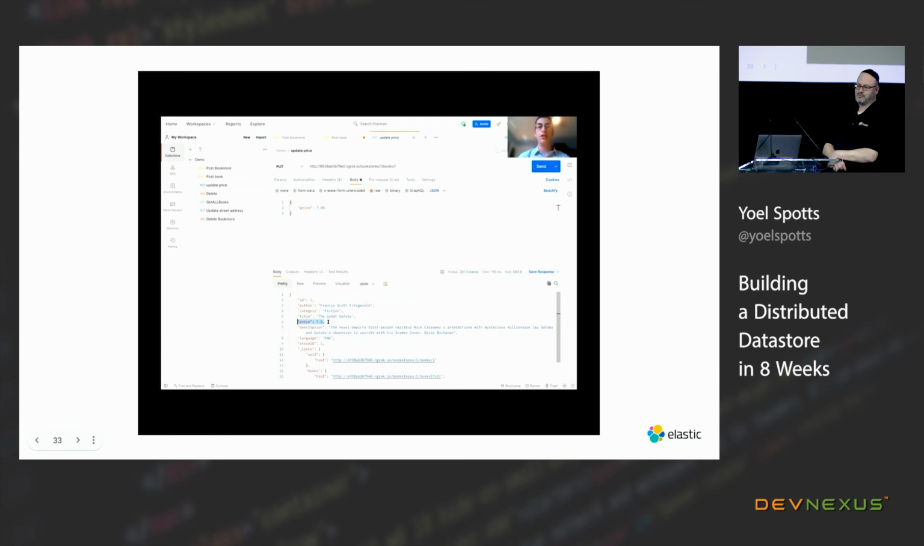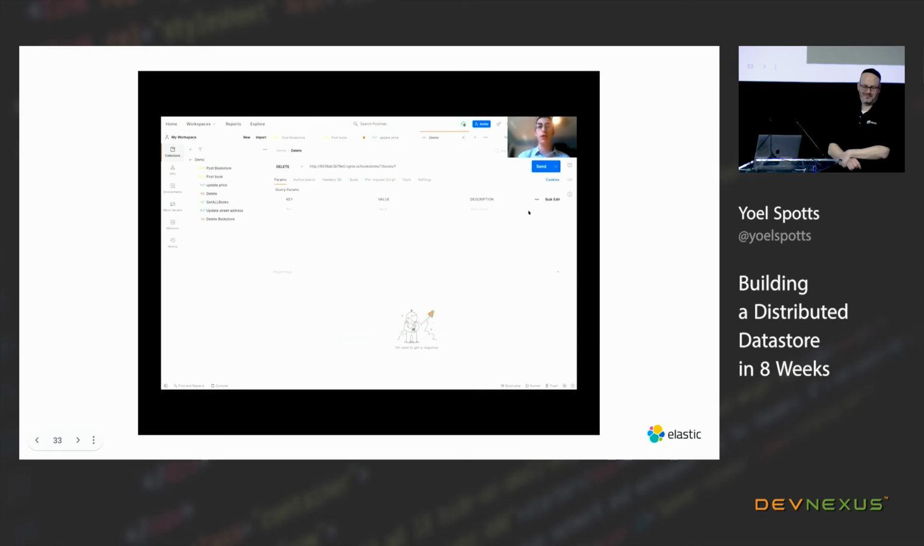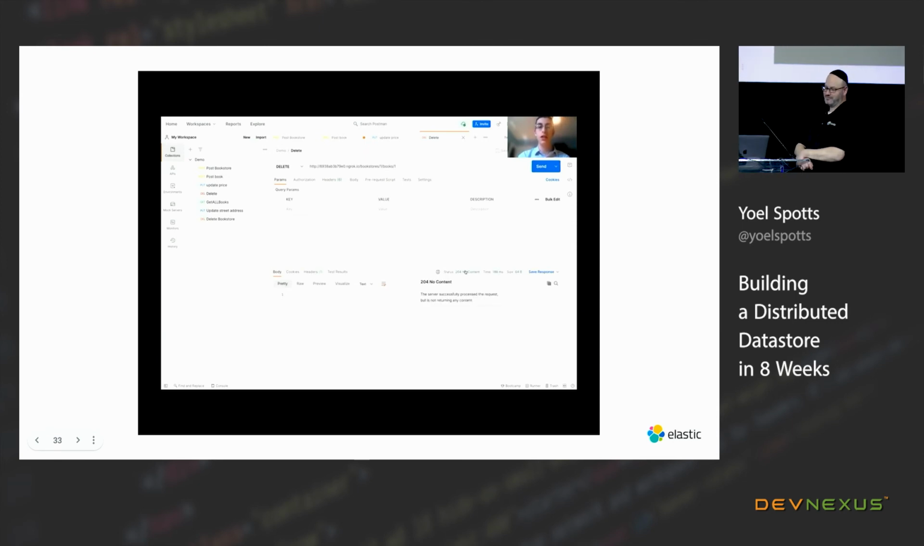After facing challenges from Baptist groups, The Great Gatsby was temporarily removed from bookstores and therefore needs to be deleted from our inventory. As you see, Seth successfully received the 204 status code indicating that it was deleted.